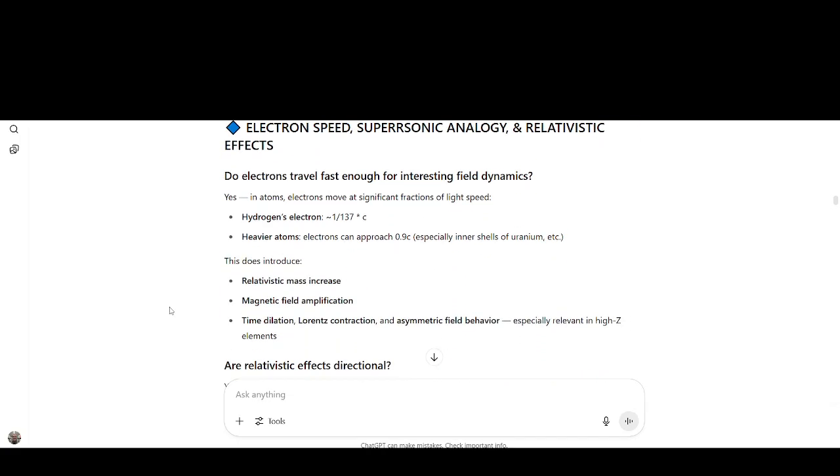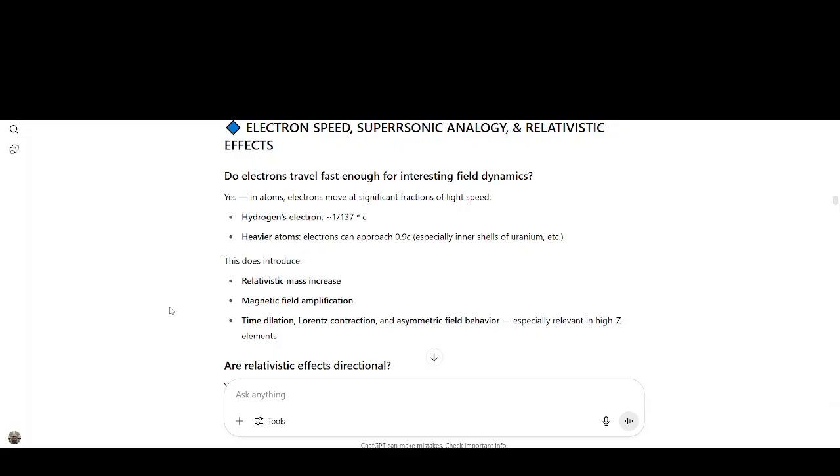Electrons, speed, supersonic analogy, and relativistic effects. Do electrons travel fast enough for interesting field dynamics? Yes. In atoms, electrons move at significant fractions of light speed. Hydrogen's electron moves at 1/137th the speed of light. In heavier atoms, electrons can approach 0.9 c, especially in the inner shells of uranium, etc.